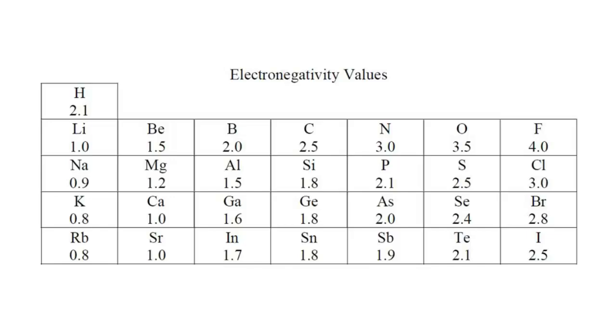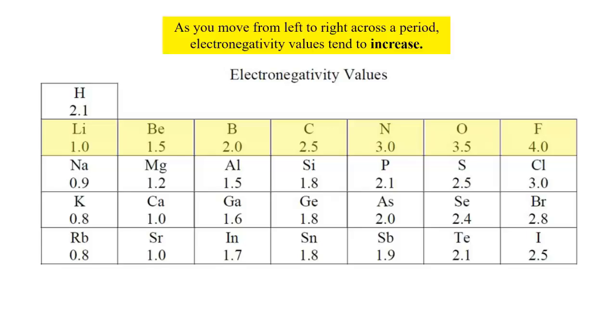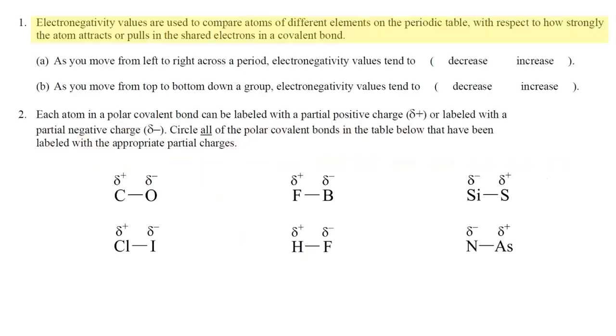So here are the electronegativity values for various elements on the periodic table. And as we move from left to right across a period, for example, lithium 1.0, beryllium 1.5, boron 2.0, carbon 2.5, nitrogen 3.0, oxygen 3.5, and fluorine 4.0, we can see this horizontal trend that as you move from left to right across a period, electronegativity values tend to increase.